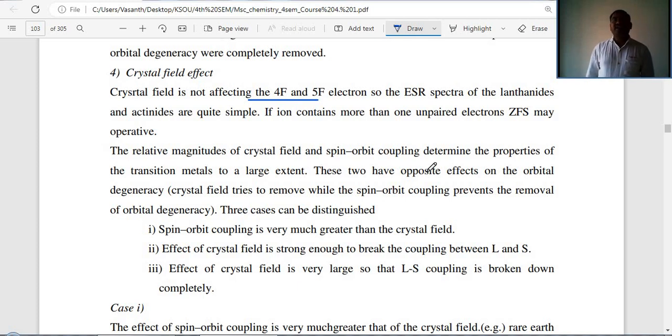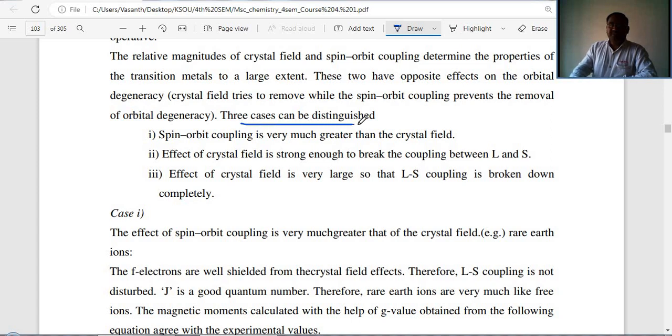If an ion contains more than one unpaired electron, CFS may operate. Zero field splitting. ZFS means what? Zero field splitting.